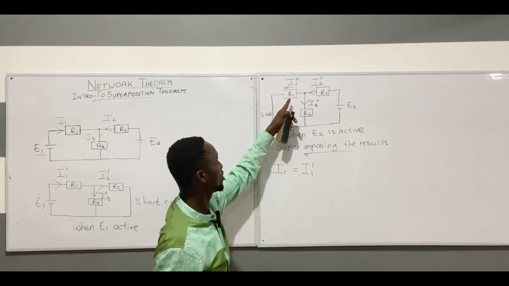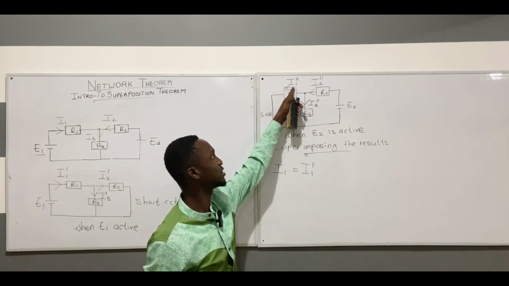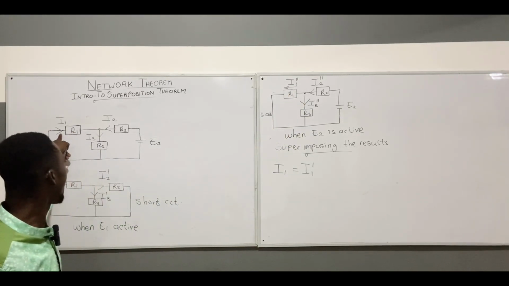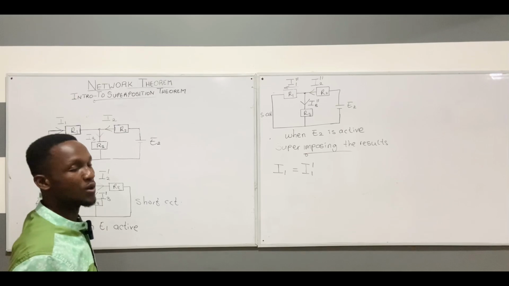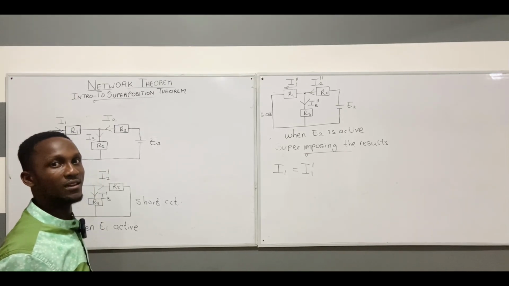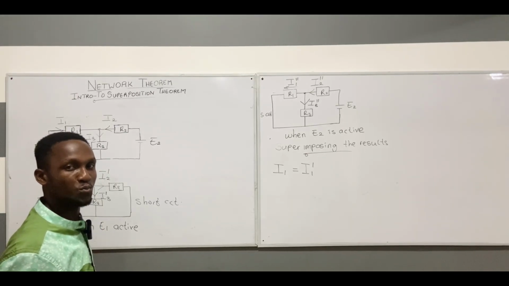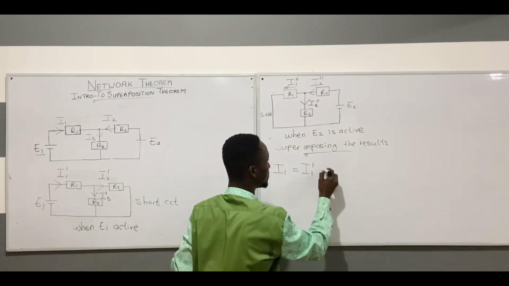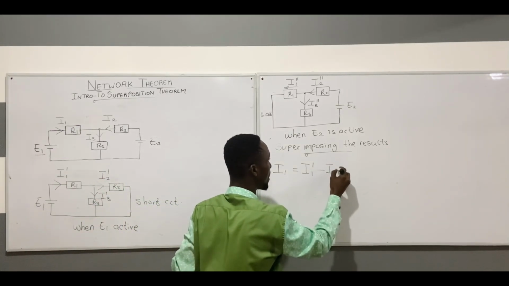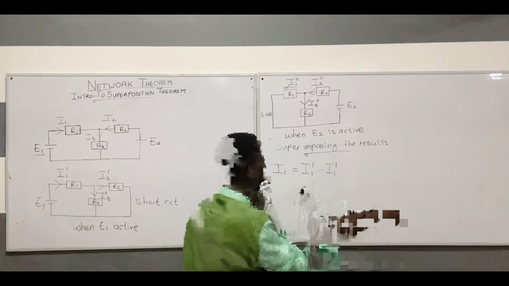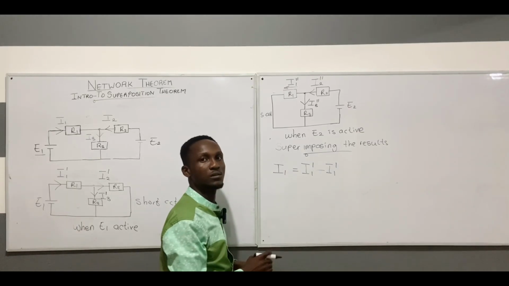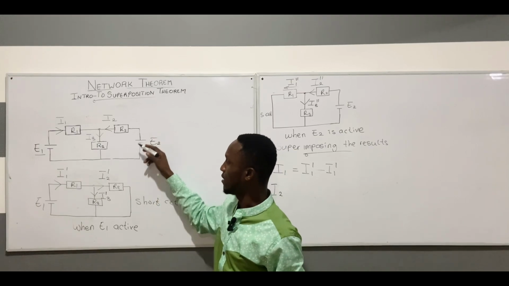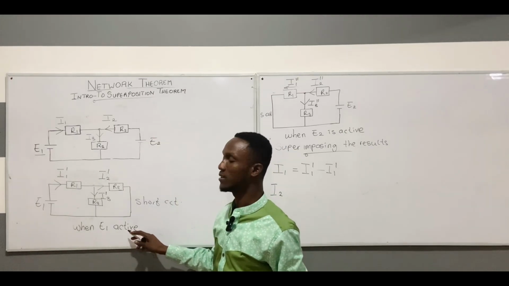Then I'll move on to the second diagram. Look at the direction of I1 prime prime. Are they the same? When we compare here, they are not the same, so I will subtract. If they are the same, I'm supposed to add. So I'll subtract this from I1 prime, minus I1 prime prime. Whatever value I get will be the solution for I1.